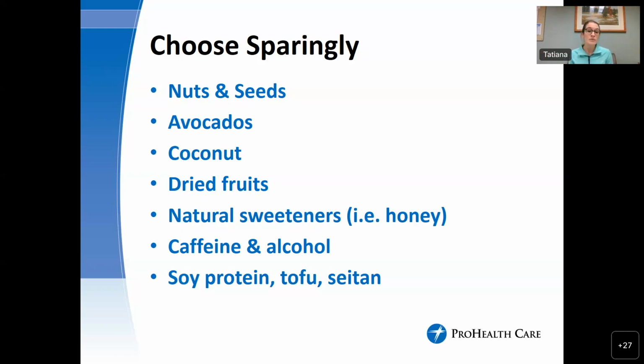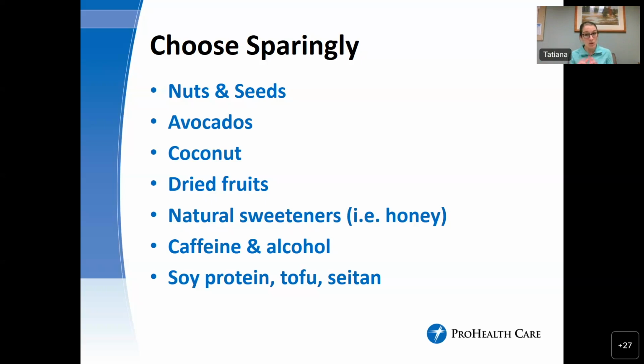Caffeine and alcohol: we get caffeine from our teas and our coffees, but as with anything, we want to make sure that we're not overdoing it on caffeine and alcohol. We want to make sure that we're staying hydrated, drinking our waters, or doing decaf coffee or decaf teas sprinkled in. And the reason why this eating plan encourages sparingness of soy protein, tofu, and seitan is just the level of processing that those foods go through versus consuming a black bean, right? Versus tofu that's gone through additional processing.